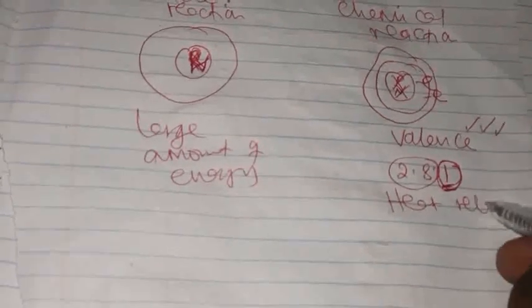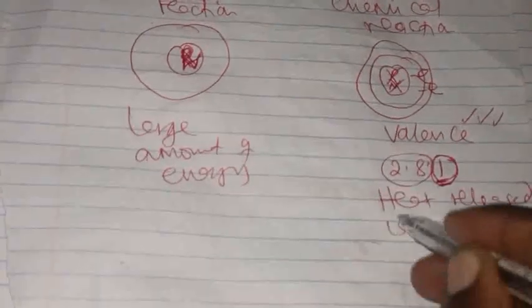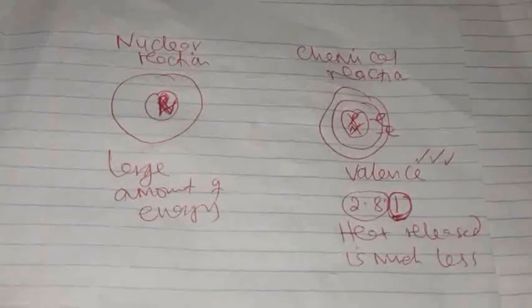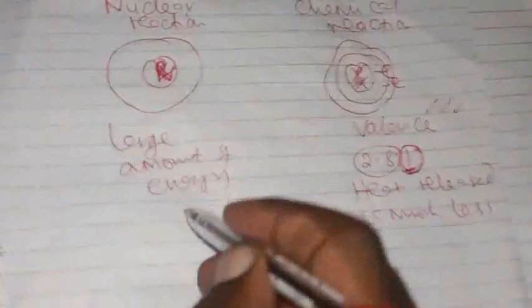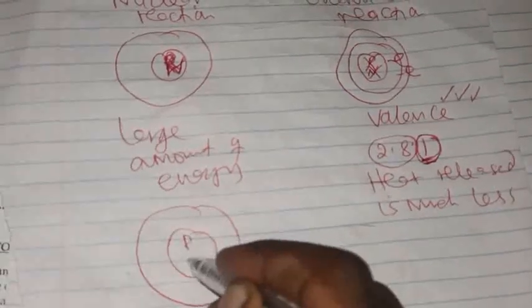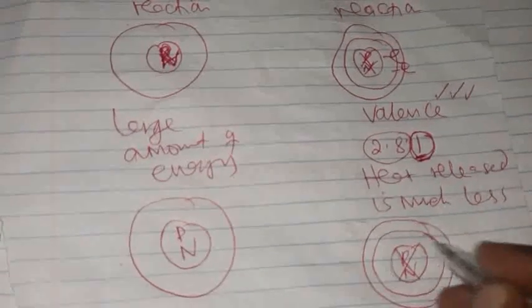But on the other hand, the heat released in a chemical reaction is much less. Less energy is released in a chemical reaction, but a large amount of energy is released in a nuclear reaction. Now, try to imagine this is an atom, and the nuclear reaction occurring here only involves protons and neutrons. And this is an atom as well. We have the protons and neutrons here, but they're not used in this chemical reaction. We're only going to use the electrons, called the valence electrons, in the outermost energy level.